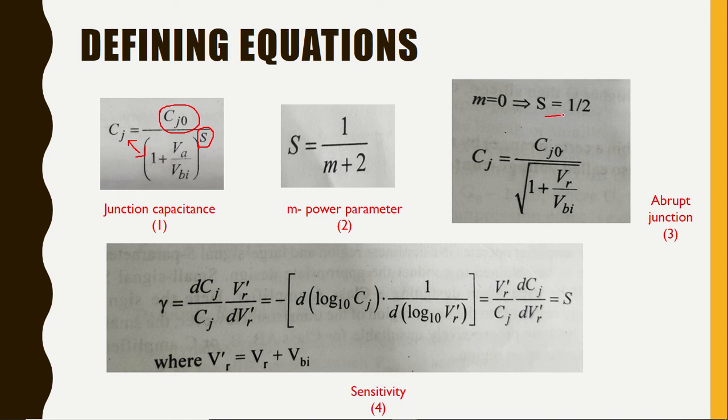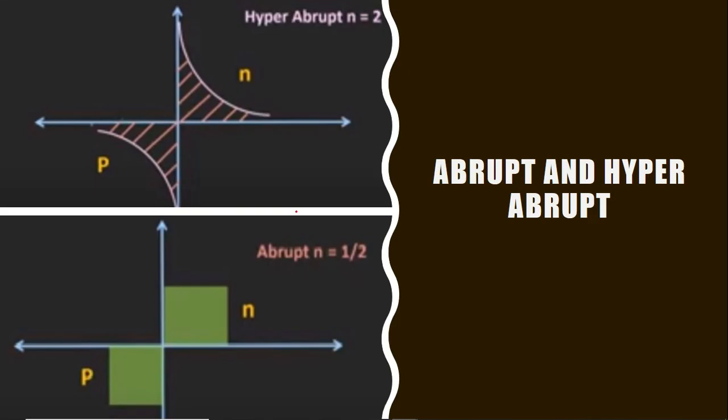Now let us consider S to be half. So this will become Cj0 divided by root of 1 plus Va by Vbi. So this is the formula we get when we substitute the parameter S to be half. When S is equal to half, this is the characteristic of my PN junction. This is called an abrupt junction because we have the hole concentration here, we have the electron concentration here, but at this particular junction, I have to move from a maximum value just like that to 0 and then again to a maximum, which is the electron side there.